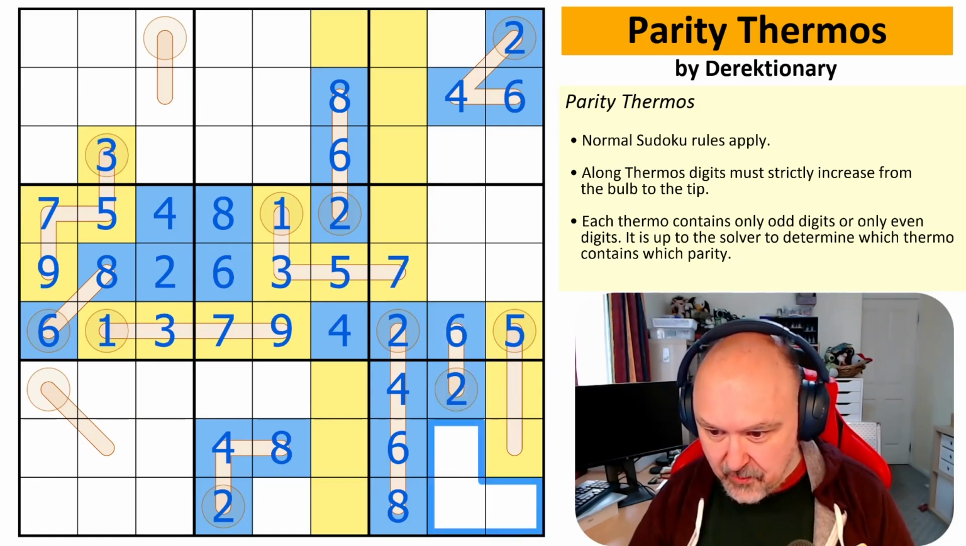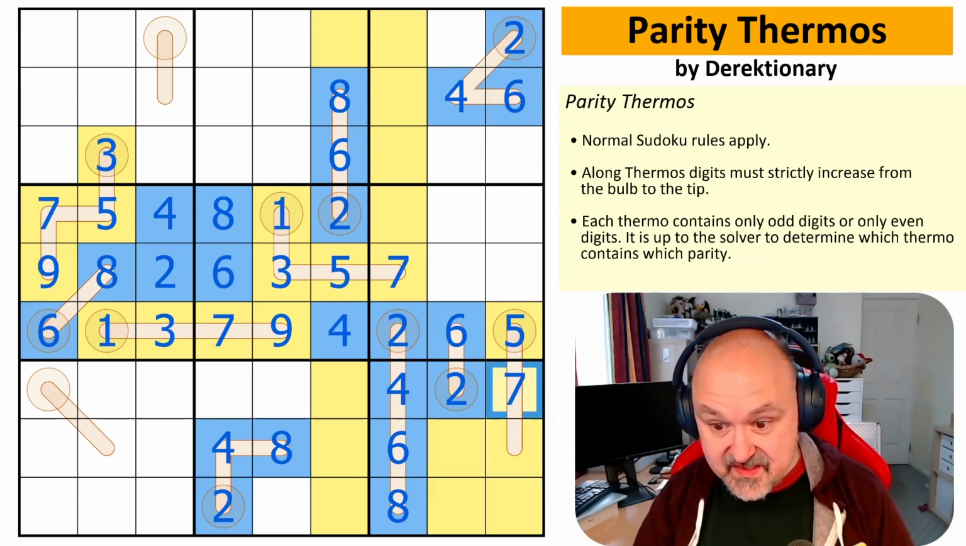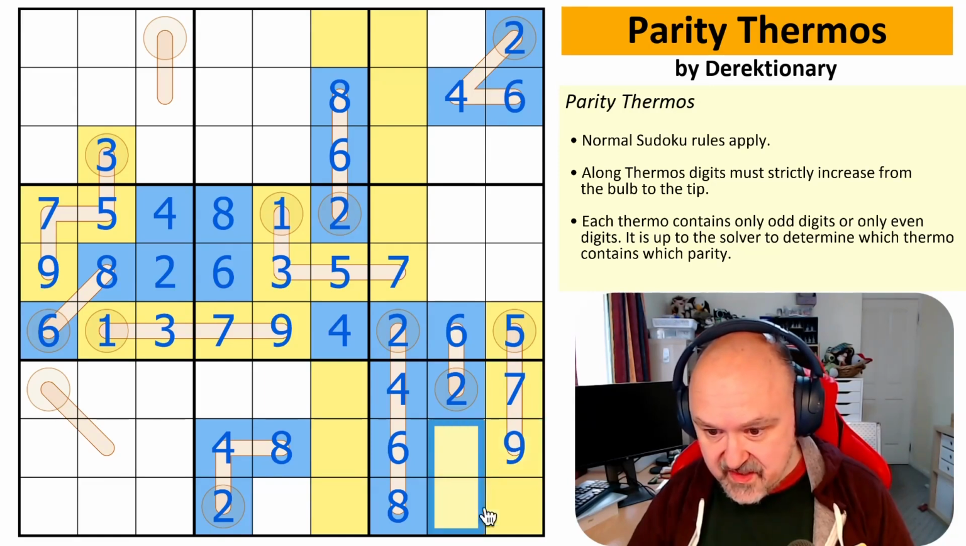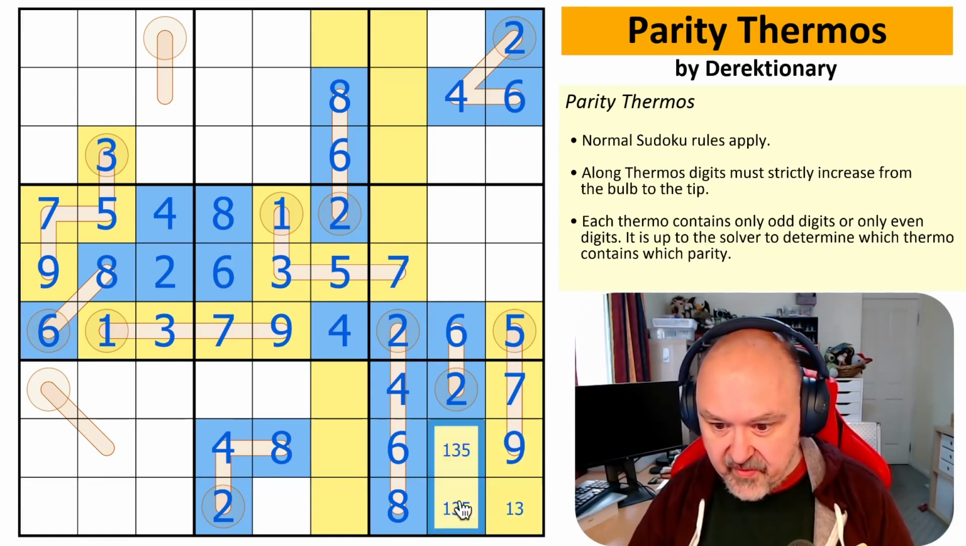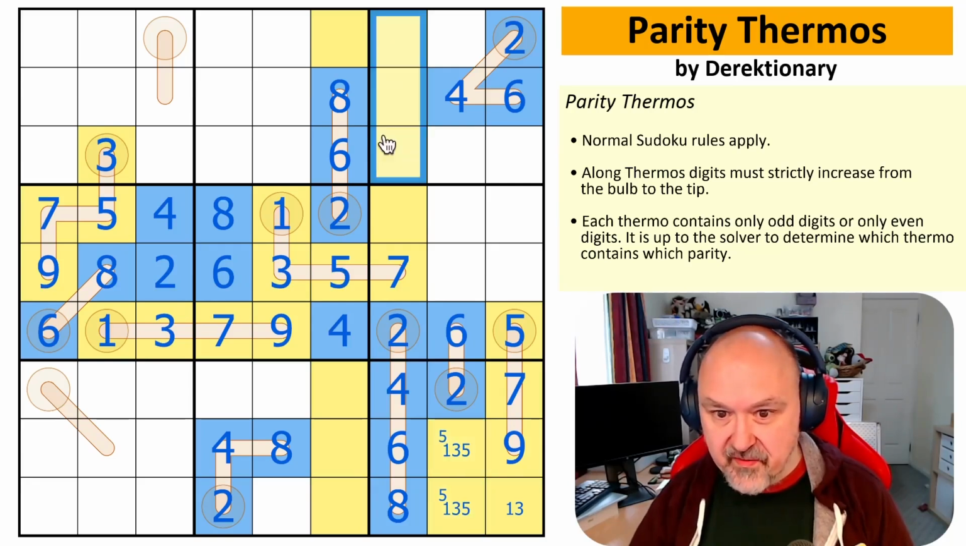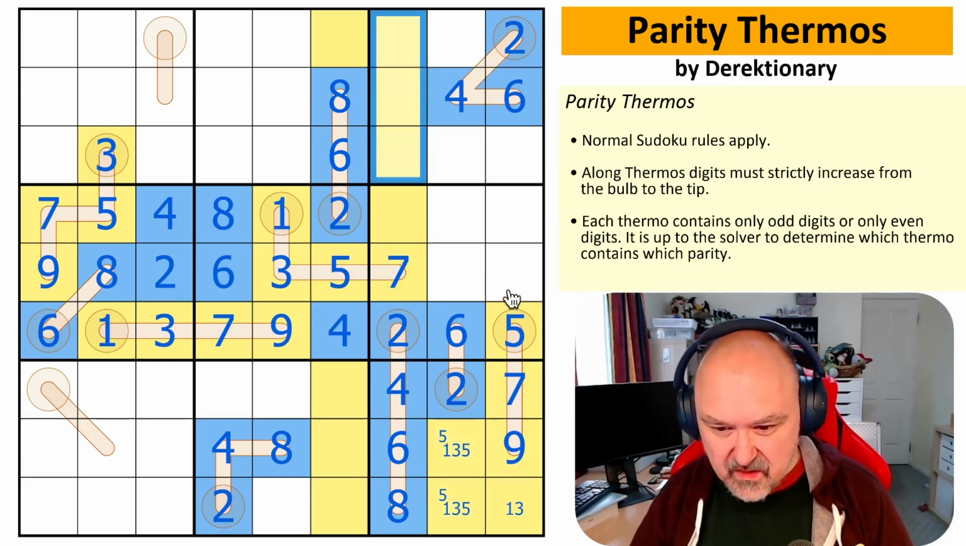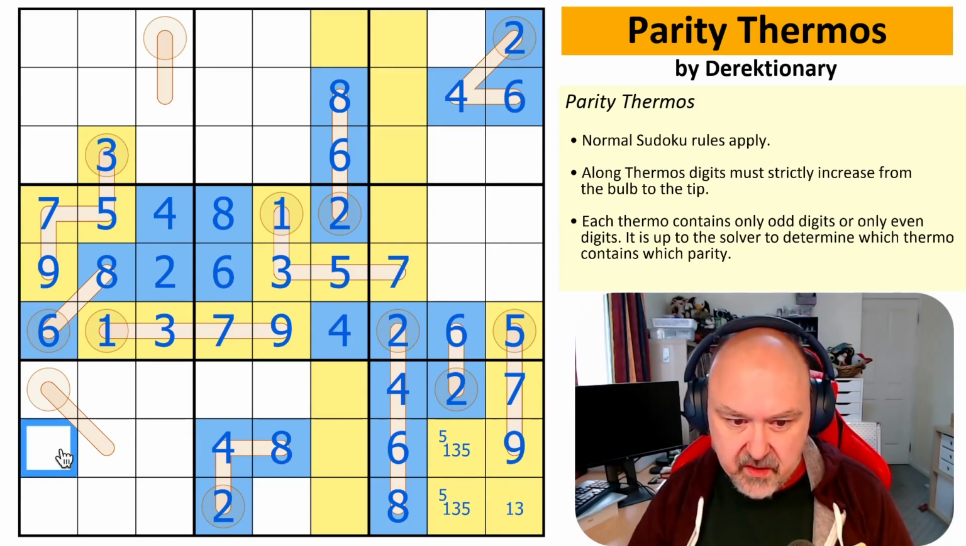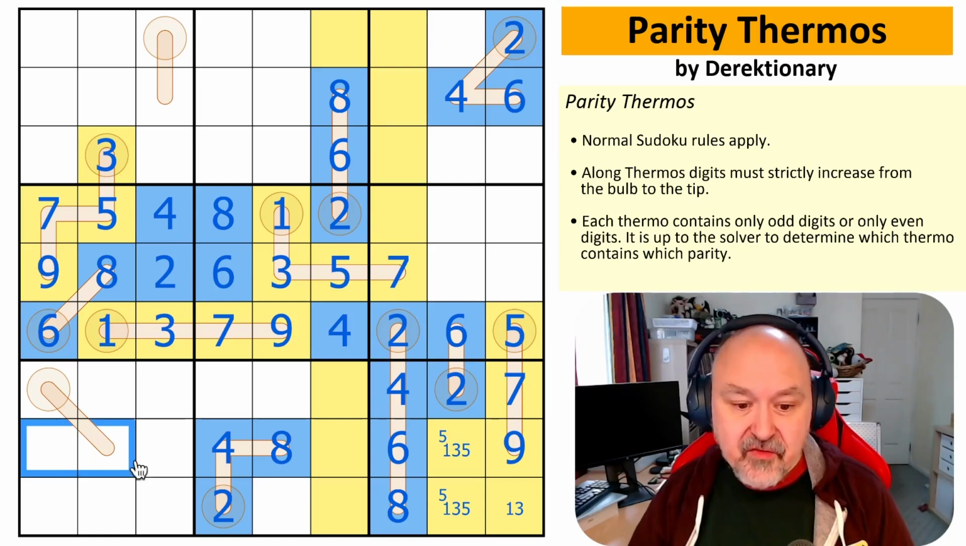Which means these are all odd. Now, this is 7 and 9. That's forced. And these are 1, 3, and 5 without that one being a 5. So 5 is in here, which puts 5 up here. Got to put a 2 over here. Or 2, actually, I've got to put 2 over here.